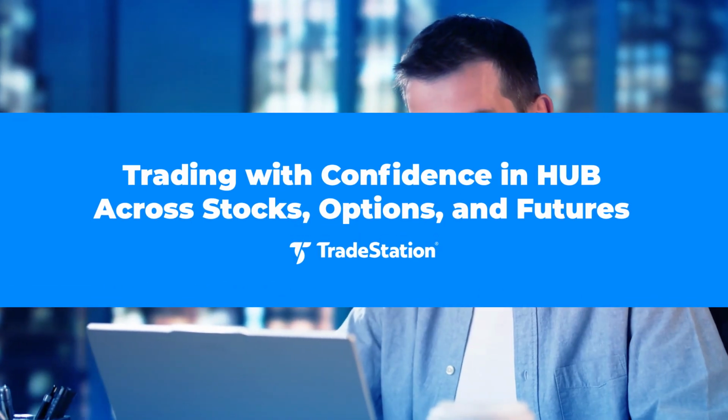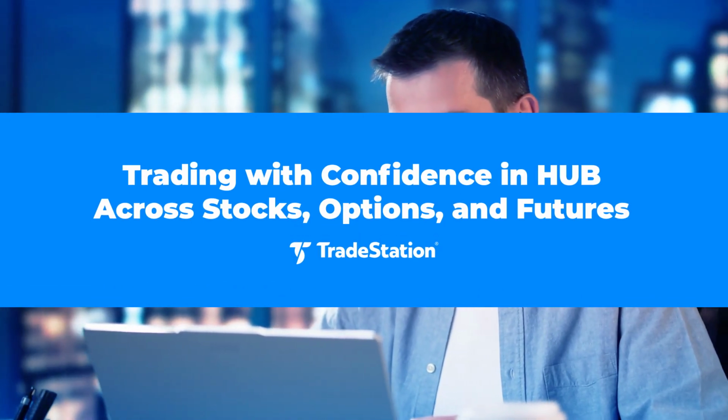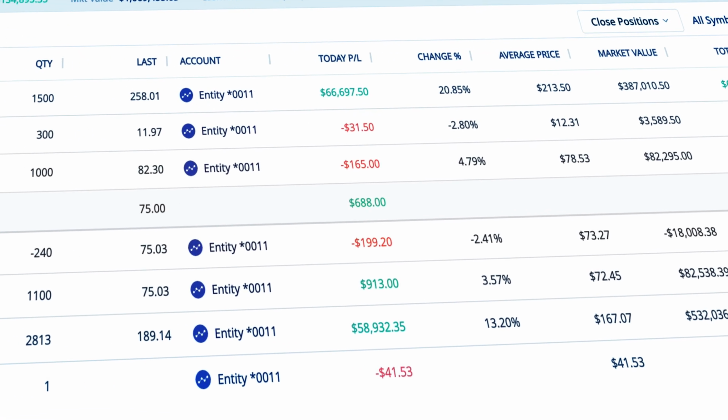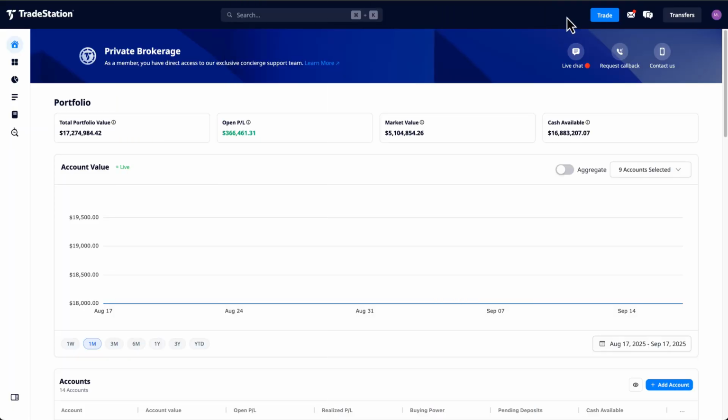Trading with confidence in HUB across stocks, options, and futures. Welcome to a deeper level of trading, where every order, adjustment, and exit is just a few clicks away. With TradeStation HUB, managing your portfolio isn't just efficient, it's intuitive, responsive, and built around the way you trade.